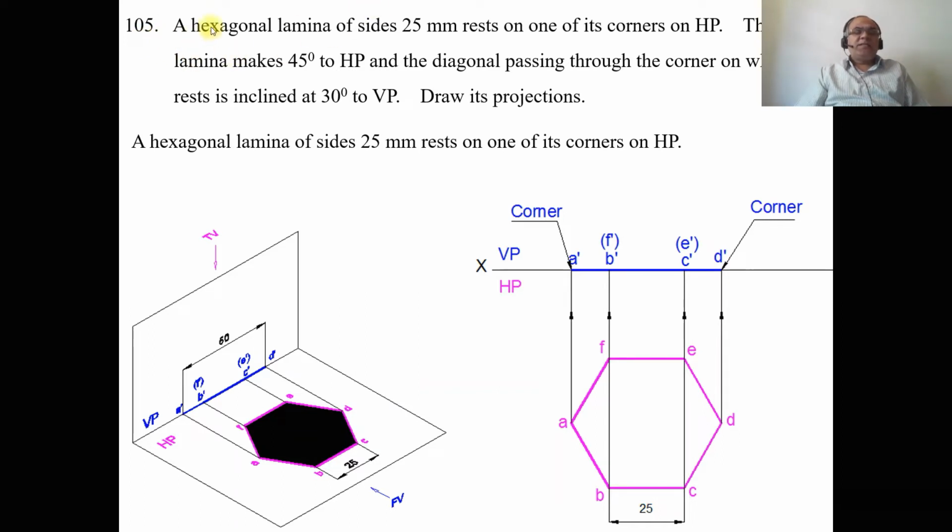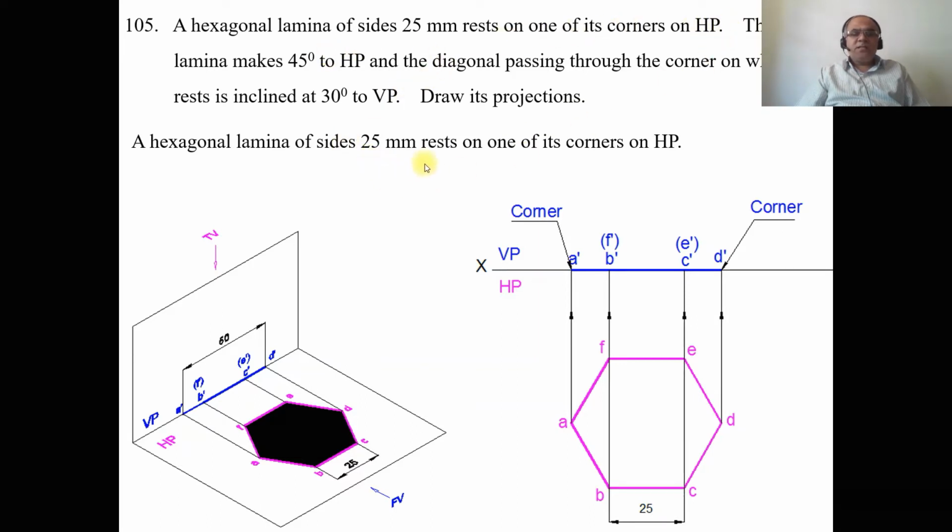The problem reads as: a hexagonal lamina of sides 25 mm rests on one of its corners on HP. The lamina makes 45 degrees to HP and the diagonal passing through the corner on which it rests is inclined at 30 degrees to VP. Draw its projections. So first he says it is resting on one of its corners on HP.